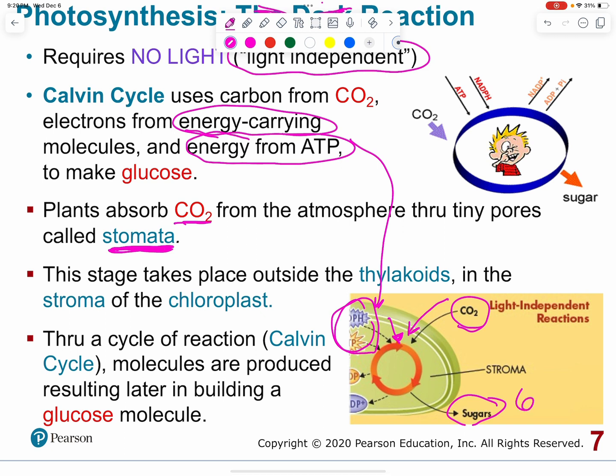Glucose has 6 carbons. So guess how many CO2s have to come in? 6. This cycle has to spin 6 times in order to make a 6 carbon molecule. That's the overview. That's all you need to know.